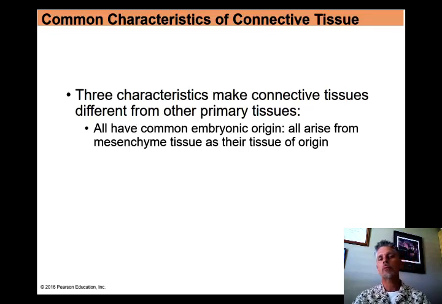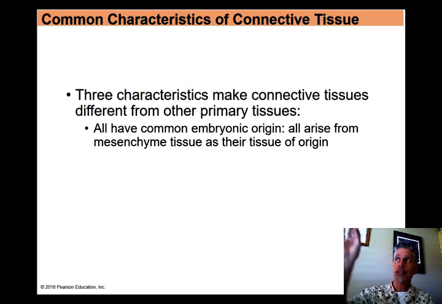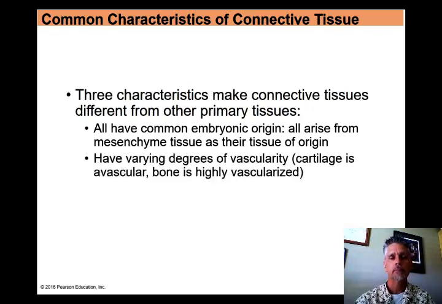So they all come from what's called mesenchymal tissue or mesenchymal cells, and then they develop into different types of connective tissue. So if we trace them back to development, like the cell line, we can see they all come from the same type of precursor cell. Secondly, though, different degrees of vascularity.